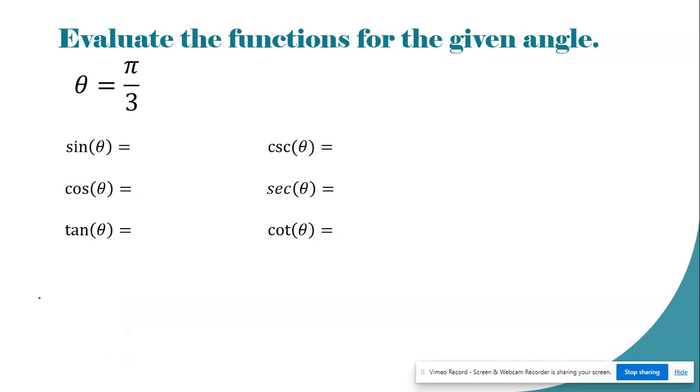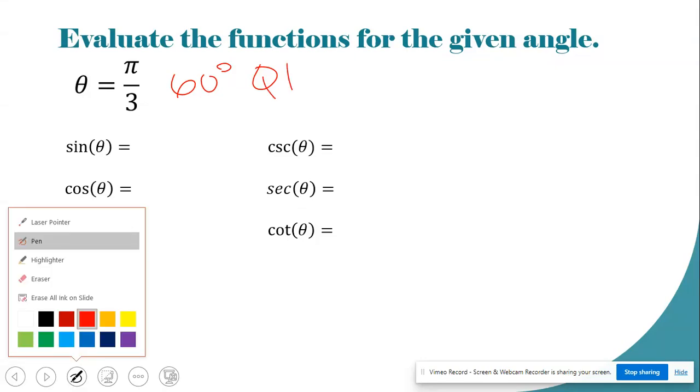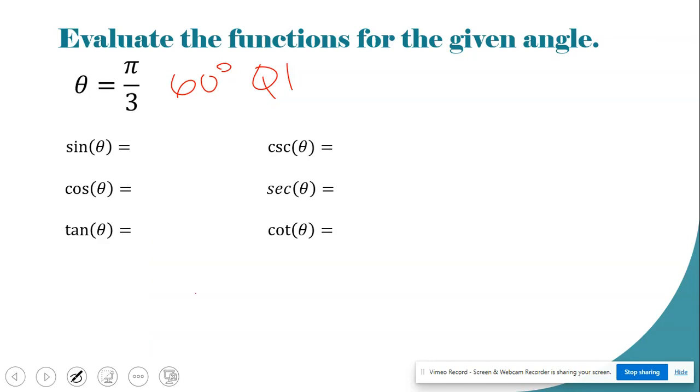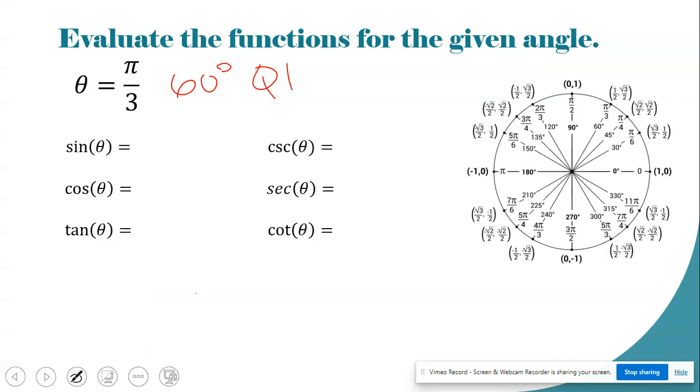The most important thing that you're going to need for this is to know where pi over 3 is located. You might even want to note that this is 60 degrees. That's going to be in quadrant 1. And so as you actually go through, voila, here's our unit circle. We're talking about this spot right here. Pi over 3 is the same as 60 degrees. It's in quadrant 1. And this is going to be 1/2, root 3 over 2.